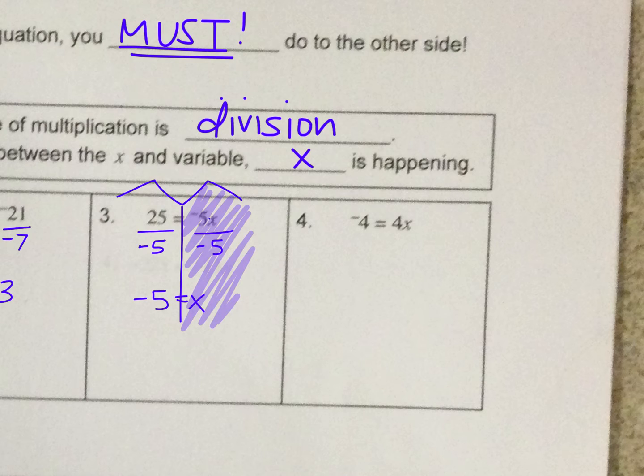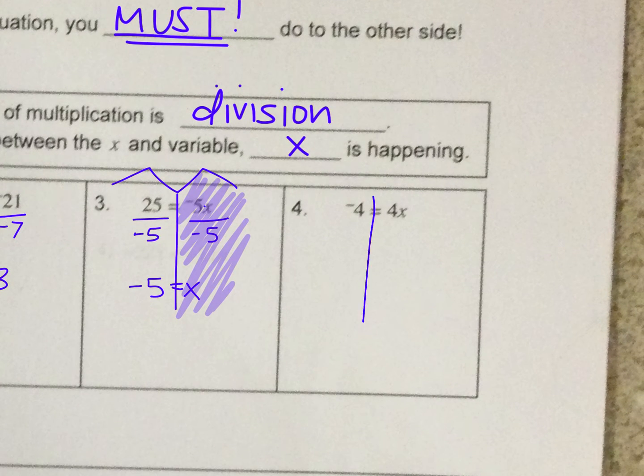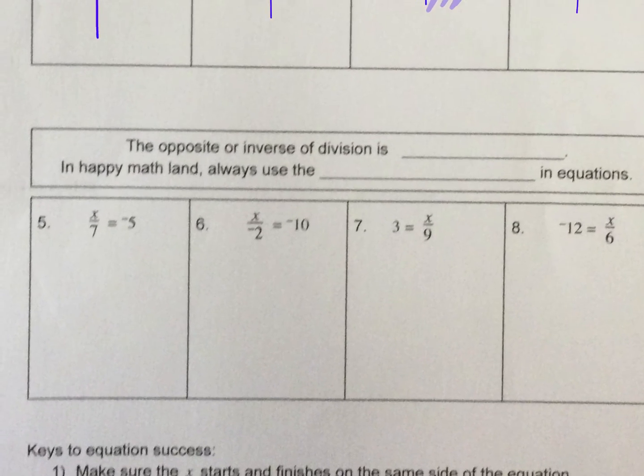Number 4, we're trying to get the x alone. 4 times x is what's going on. The opposite is to divide him. -4 divided by 4 is -1, so -1 equals x. So that's pretty straightforward. If they're squished together, we know they're being multiplied. We must divide them. Now, we're going to look at division problems.